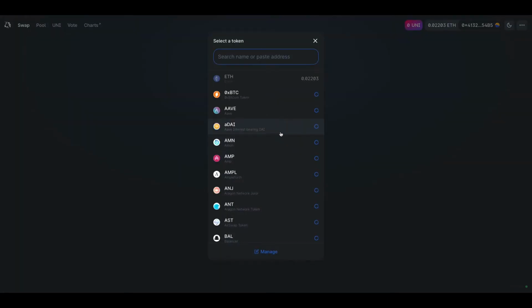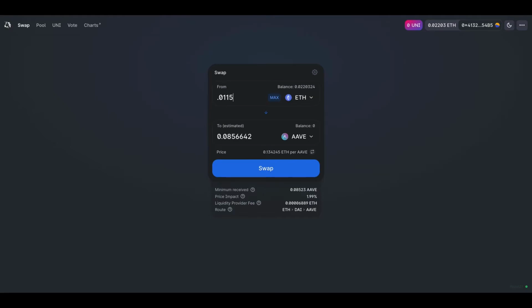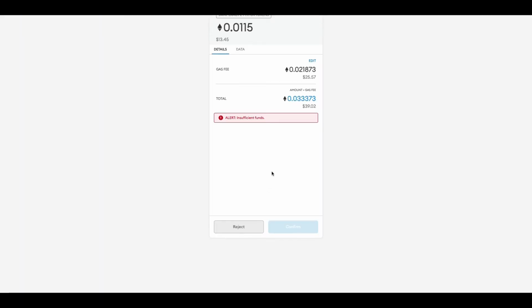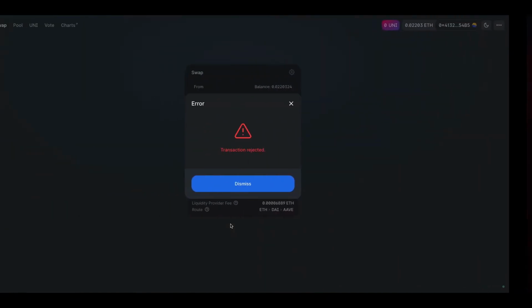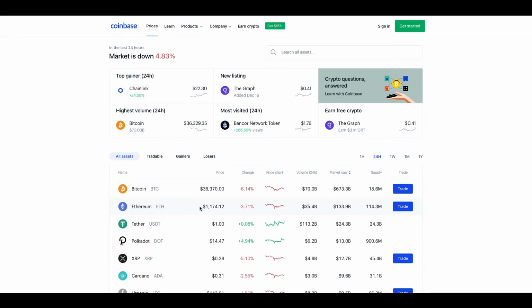Say I select a random token, I'll do ETH. Say I want to convert 0.0115. If I convert this much ETH into this much ETH, I swap. If I were to confirm the swap, as you can see here, these are the gas fees, and gas fees are very high in price because Ethereum is really high as of right now. I'm going to show that. Yeah, as you can see here, Ethereum is over $1,000, and because of that, gas fees are very high as of right now.